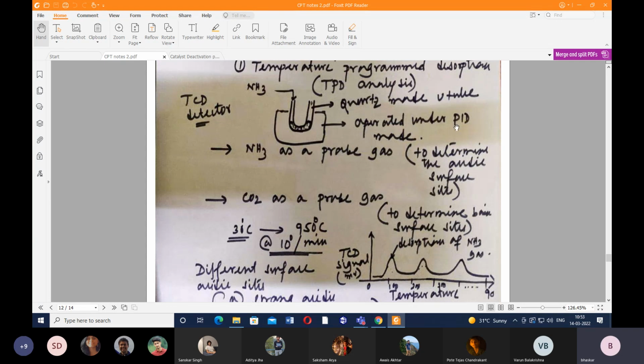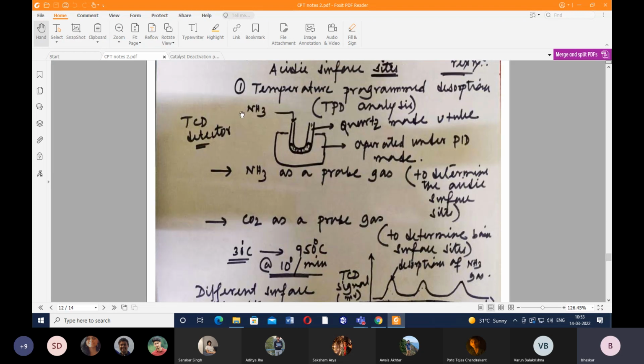So why do we need this? We need this to increase the temperature. We cannot abruptly increase the temperature, right? So there has to be a certain ramp for that. So what is our ramp? It is 10 degrees per minute. In some cases, people use 20 degrees per minute as well, but not above 20 degrees per minute. So from room temperature to 950 degrees Celsius at a ramp of 10 degrees per minute.